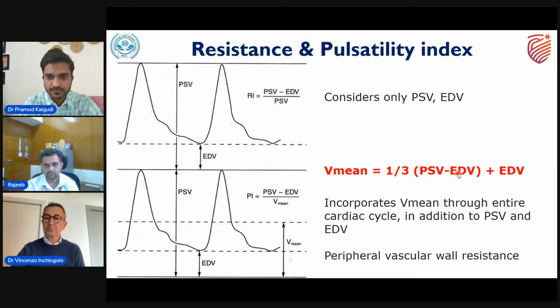So if you would ask me which of these indices is a better indicator to measure intracranial resistance or peripheral resistance, I would say it's the pulsatility index. The reason being, it takes into consideration the mean velocity, which takes into account the entire cardiac cycle, let alone taking only the peak systolic velocity like the resistive index.